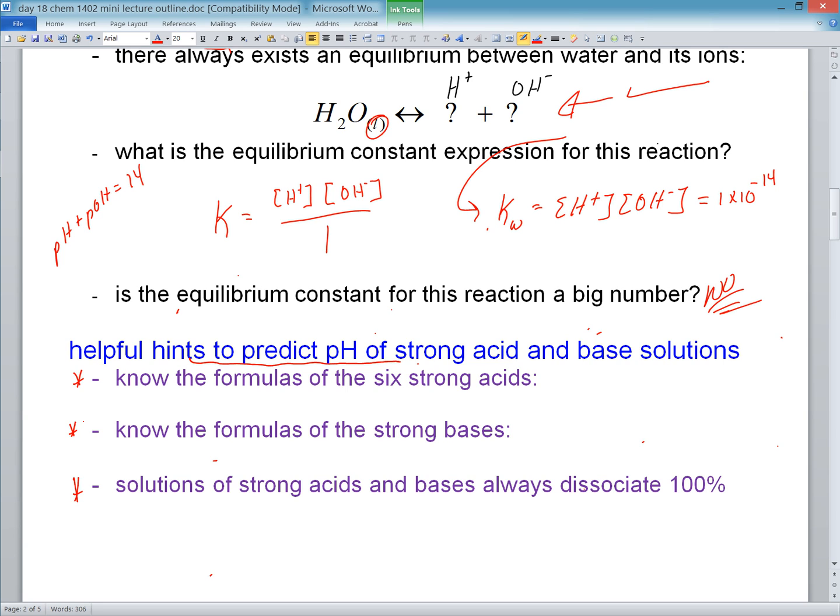Know the names and formulas of the strong bases. The strong bases were what? There's a solubility rule that I harped on last semester. You put these metals with anything, they always dissolve 100%. So you put these metals with OH, alkali metals. Good. Sodium, lithium, potassium. Those are your strong bases.